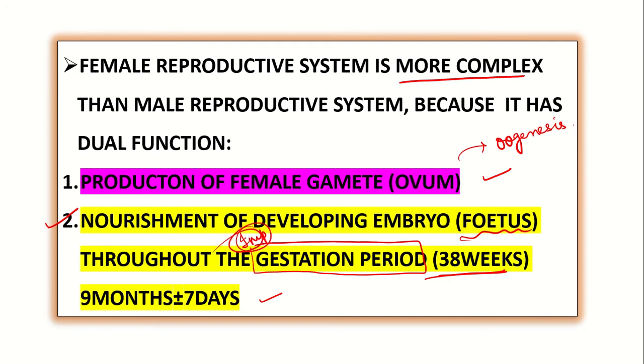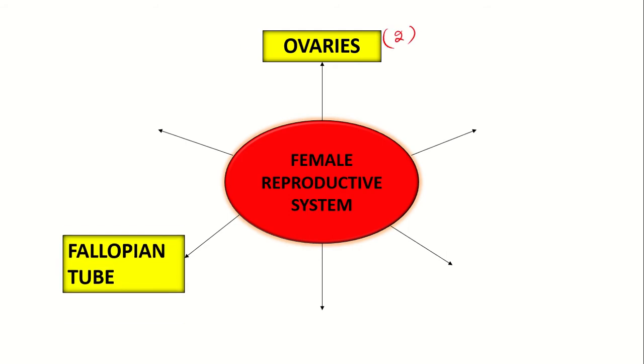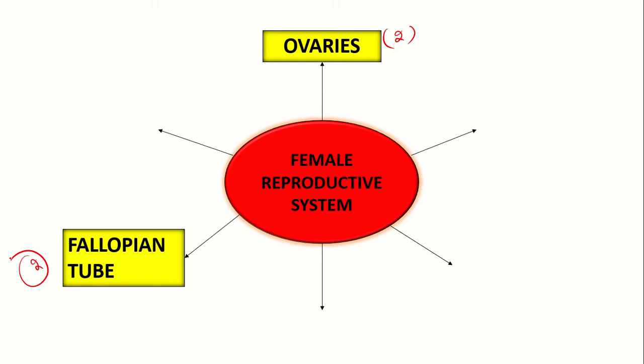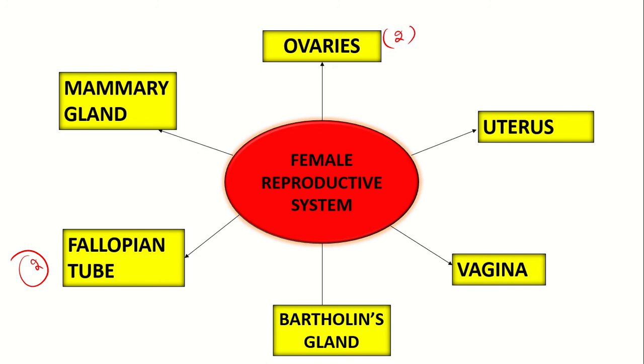So next, what are the different parts of the female reproductive system? It mainly comprises of a pair of ovaries, the female gonads, then a pair of fallopian tube, then the uterus, then vagina, Bartholin's gland and mammary gland. Bartholin's glands and mammary glands are the accessory glands that are associated with this reproductive system, and the main organs are ovaries, fallopian tube, uterus and the vagina, that is the external genitalia.